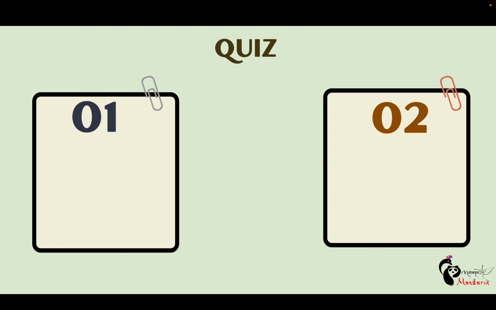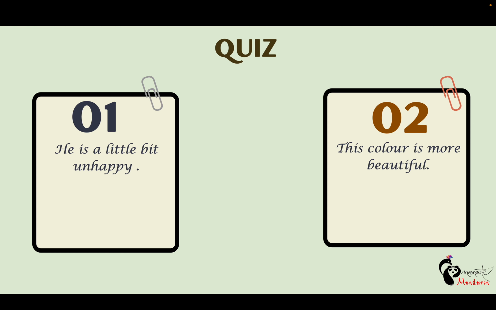Okay, now here is a quiz for you. I am giving you two sentences, and you will have 15 seconds to identify the words. If you can translate the complete sentence, good. If you can't, then at least you should be able to say which word would be used: in sentence 1, whether we will use Yǒudiǎner or Yìdiǎner, and in sentence 2, whether we will be using Yìdiǎner or Yǒudiǎner, right? So here are your two sentences. He is a little bit unhappy, and this color is more beautiful. And your time starts now.